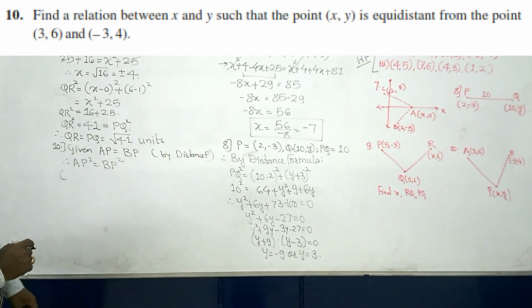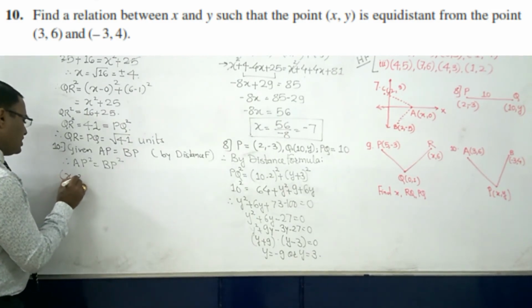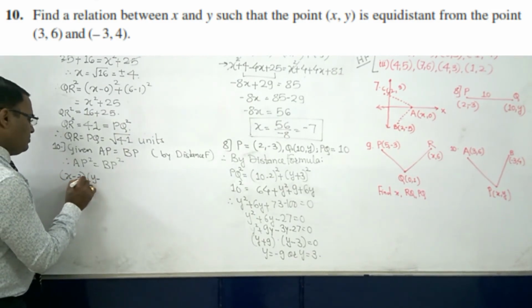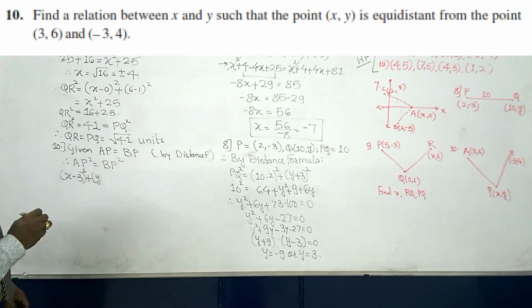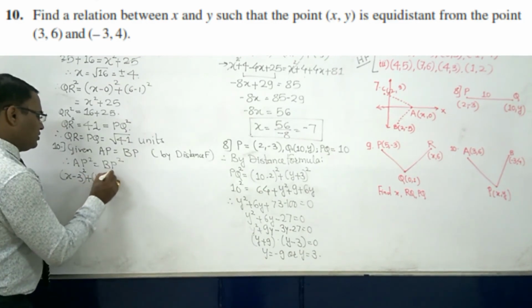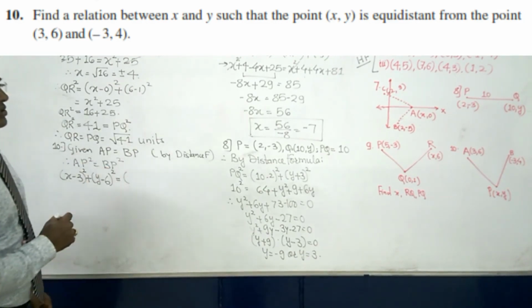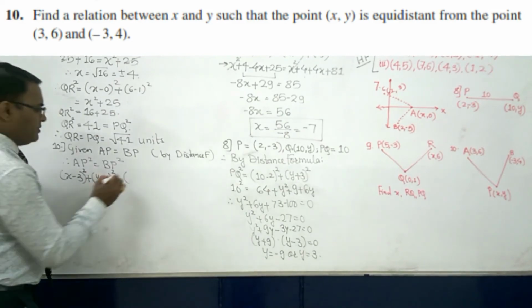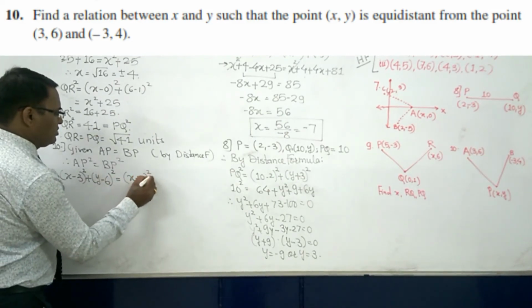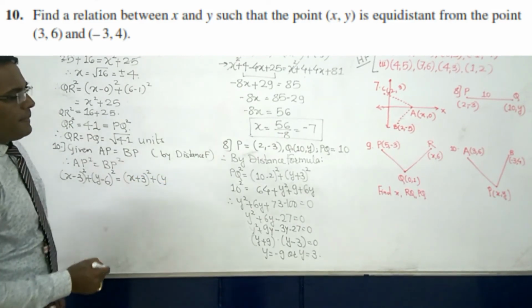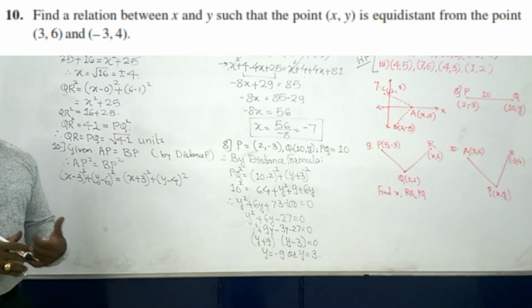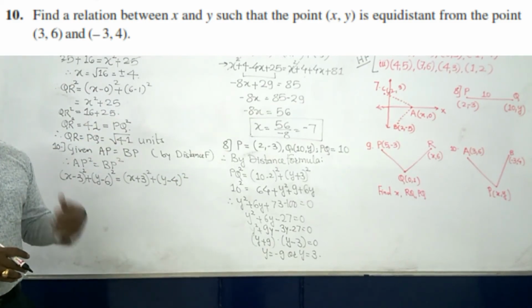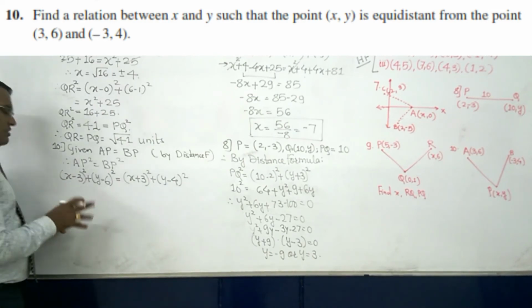Now how to find out AP square? A is (3, 6), and P is (x, y). So (x minus 3) square plus (y minus 6) square is equal to BP square, that is (x plus 3) square plus (y minus 4) square. We are going to represent the relation only, so we don't have to find out the value of x and y. We will just make an equation and keep it like this only.